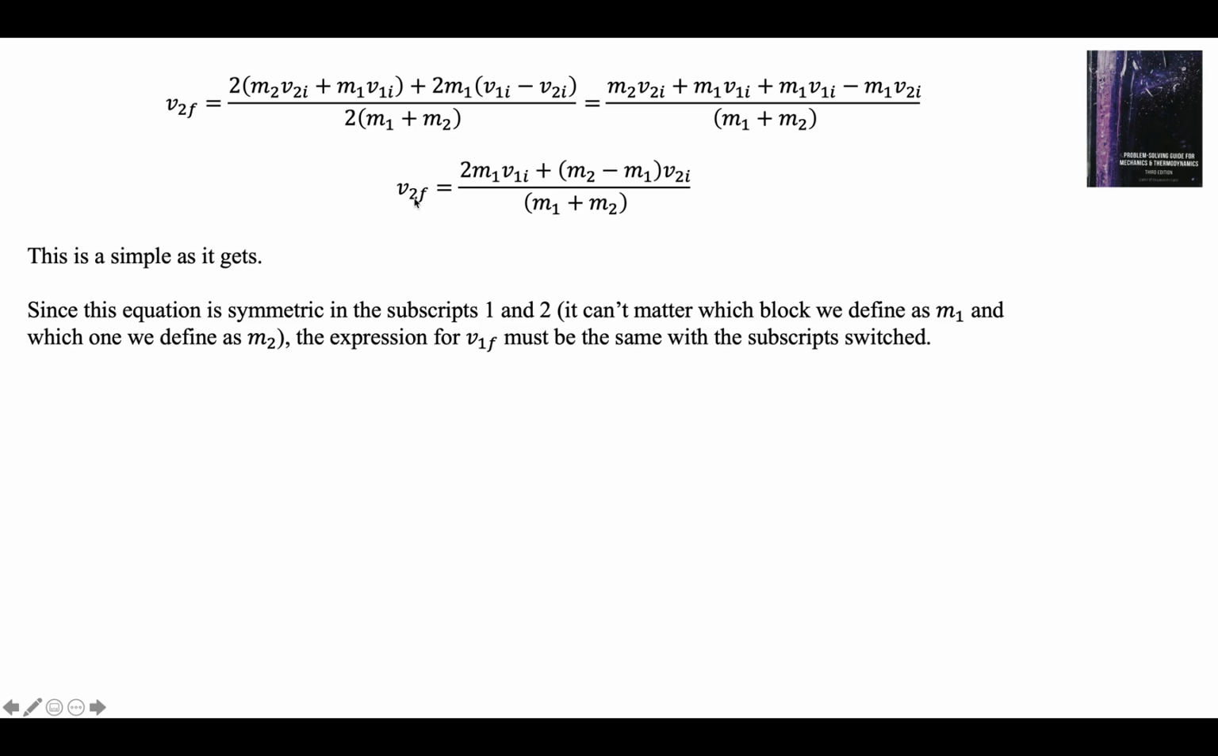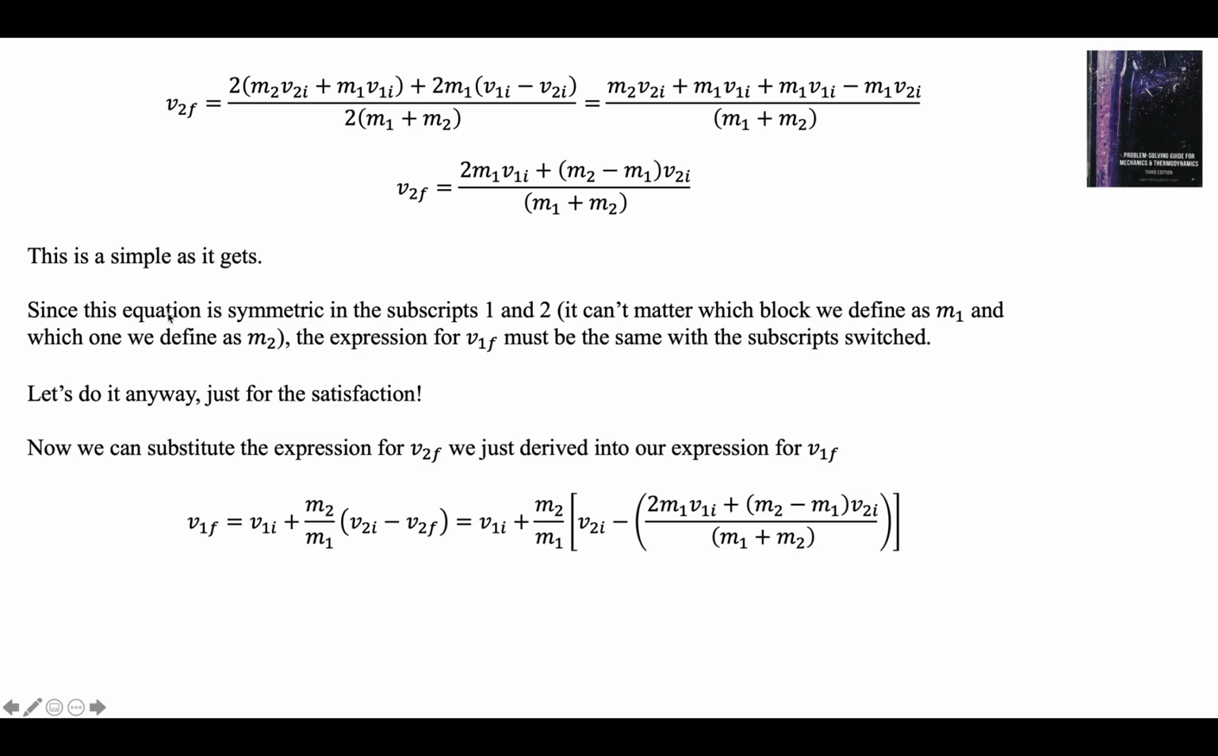We know what the equation for V1 final is. It has to be everything with the subscripts reversed, because it doesn't matter which block we define as block 1 and which as block 2. But let's do it anyway. If you remember, we had this expression for V1 final from the conservation of momentum. We have V2 final here, and now we have it right here. So we can substitute in this mess for V2 final, and here it is.